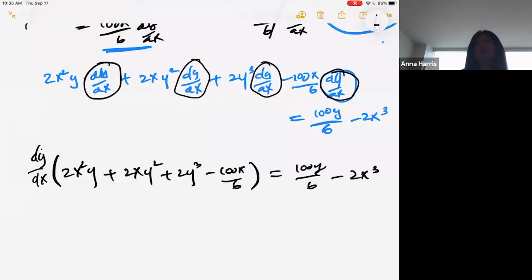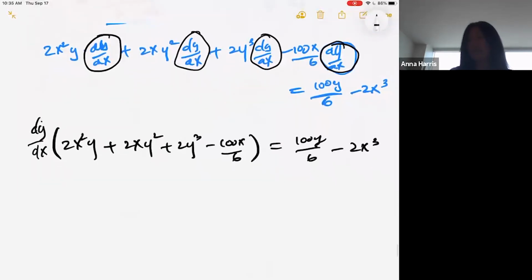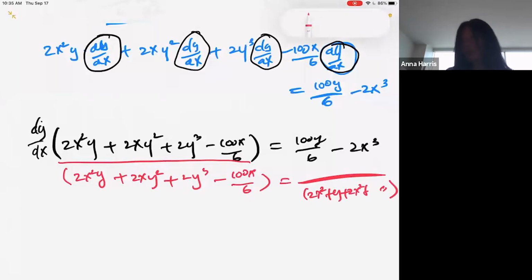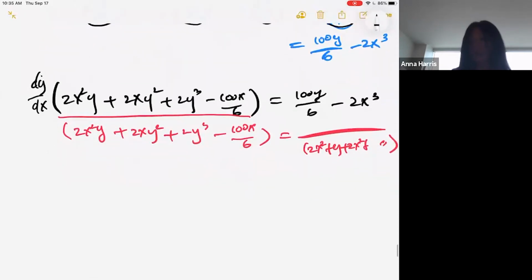All right, now what I do, my last thing. Since I want dy dx by itself, so I will just what? Divide everything by this. I'm just doing the same thing, just repeat it, okay? Same thing. Then you have your answer. It's a bit complicated, but that's your answer.